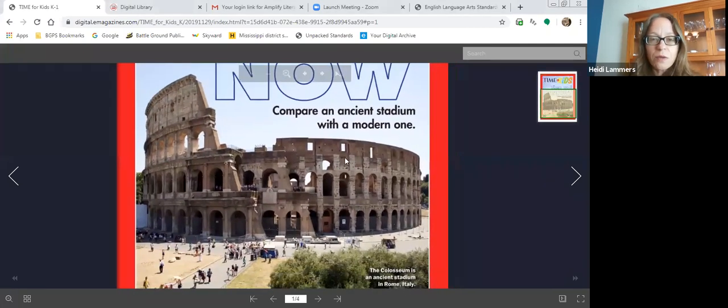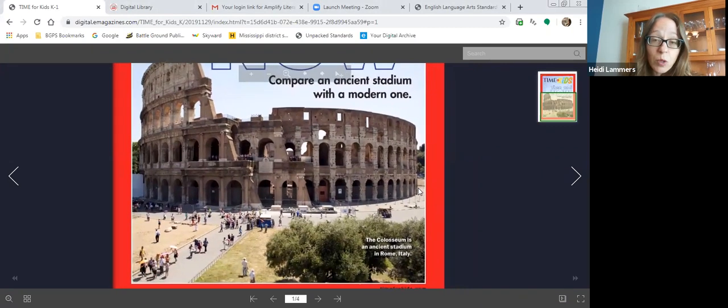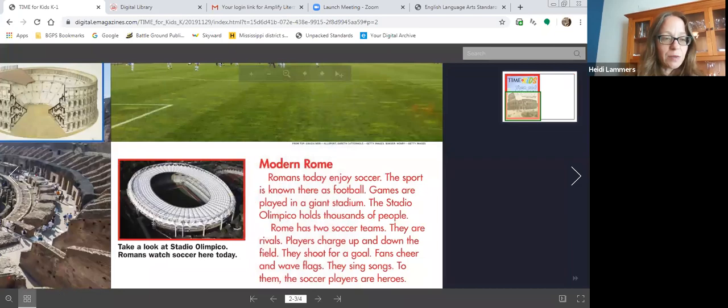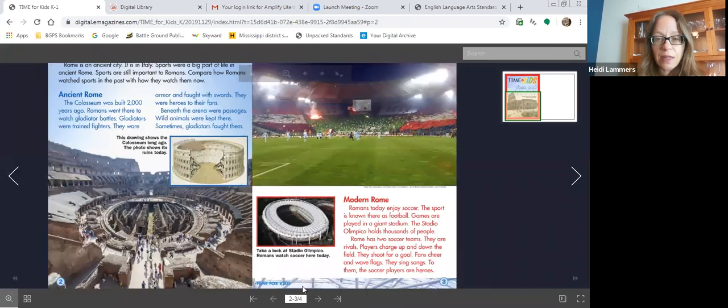So this is the old stadium. A stadium is a place where sports happen. You might have been to a stadium before. Ready? Read with me. The Colosseum is an ancient stadium in Rome, Italy. Italy is a country in Europe, and Rome is a big city in Italy. I'm going to turn the page. I'm going to zoom out again so you can see everything.